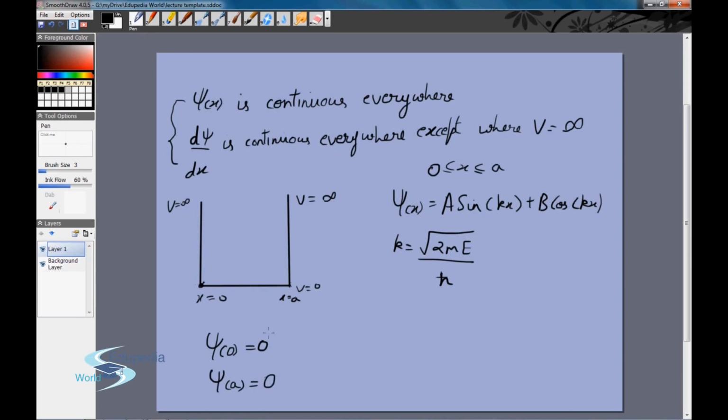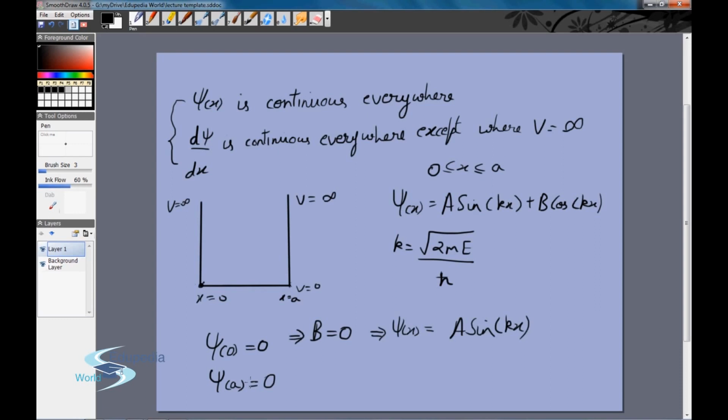The first one tells us that psi of 0, so a sine of 0, which will be 0, plus b cos of 0, which is b. So this basically tells us that b is equal to 0, which gives us psi of x as simply a sine kx.